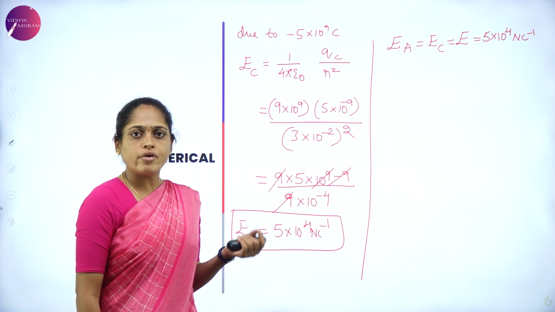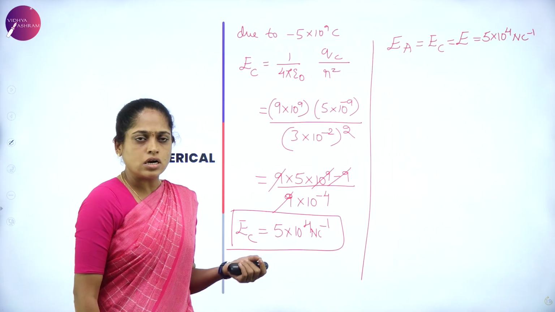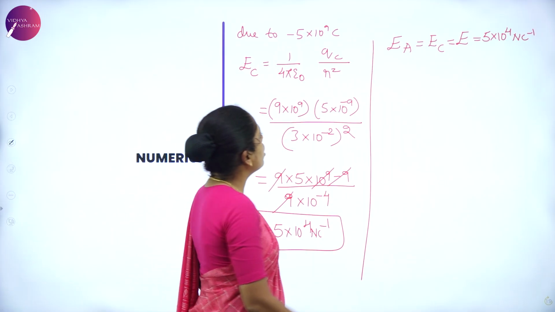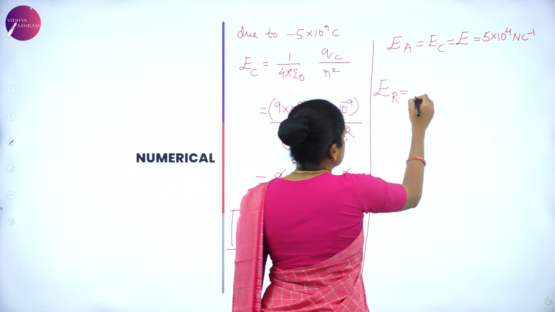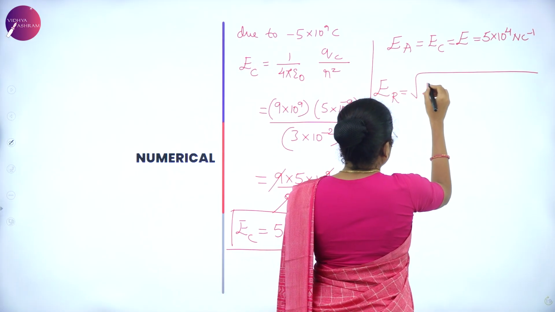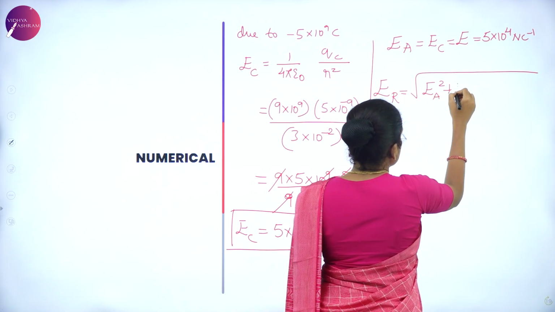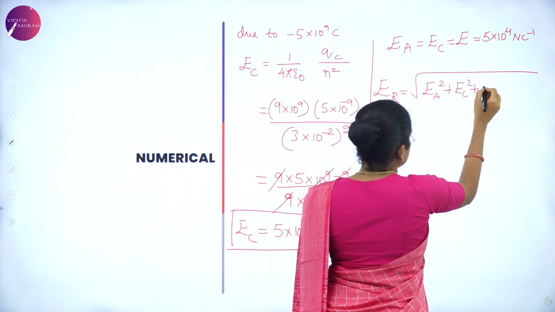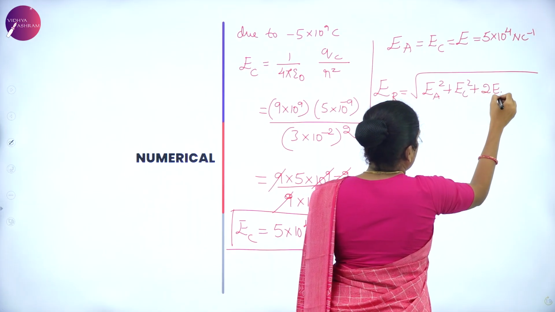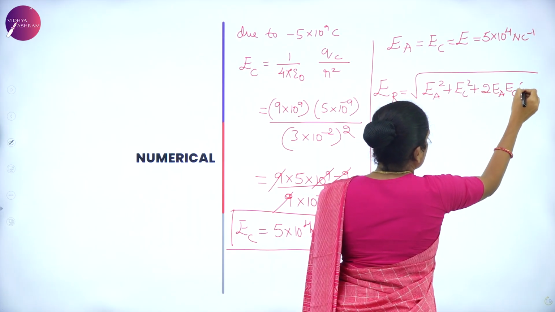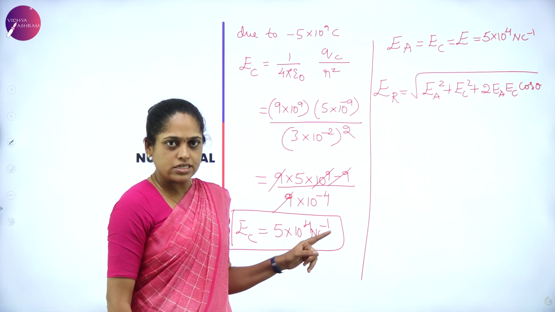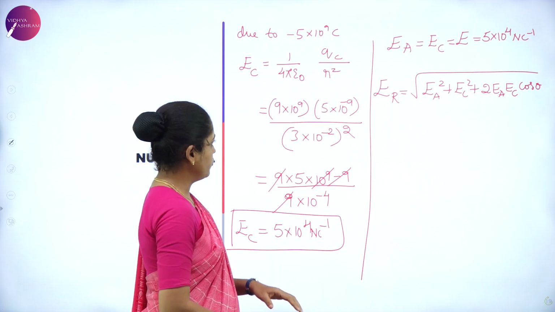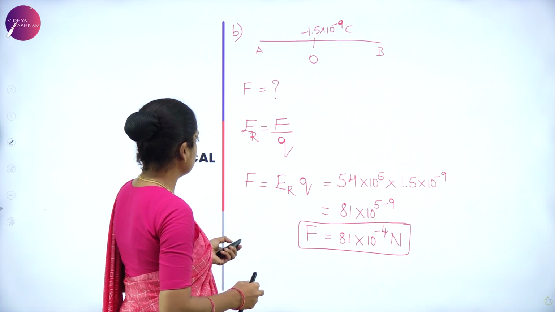But according to the question, we need to find the resultant electric field. What is the formula for the resultant electric field? The resultant electric field is given by the root of EA square plus EC square plus 2 EA EC cos theta. Let us find the angle between EA and EC using the diagram. Yes, we have the diagram here.